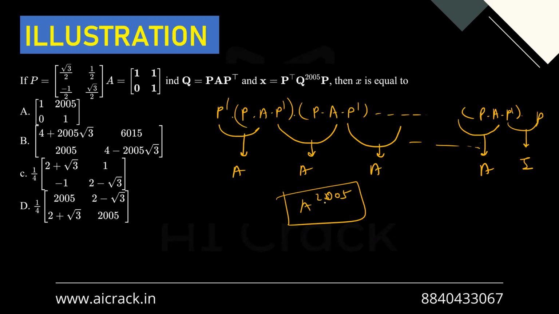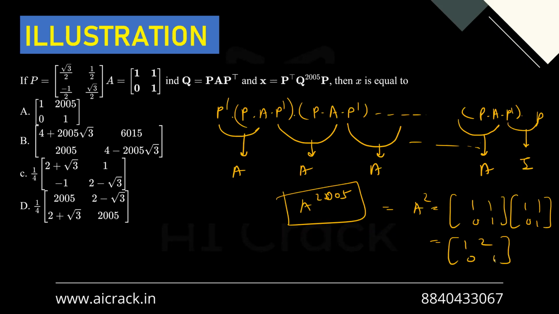Now when you look at these kinds of powers, it's obvious that it has to be reducible in some form. So I'll try to find the value of A square. That is 0, 1, 0, 1 multiplied by 0, 1, 0, 1. If I do the multiplication, I'll be getting 1 over here, 2 over here, 0 over here, and 1 over here. If I multiply it once again, 1, 2, 0, 1 and 1, 1, 0, 1, I'll be getting 1 over here, 3 over here, 0 over here, and 1 over here.